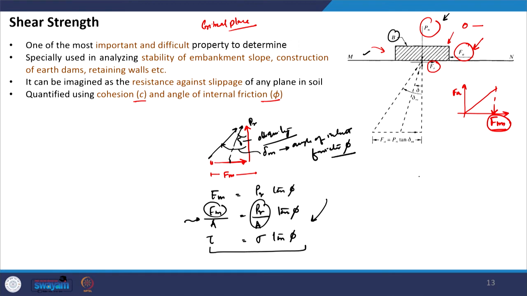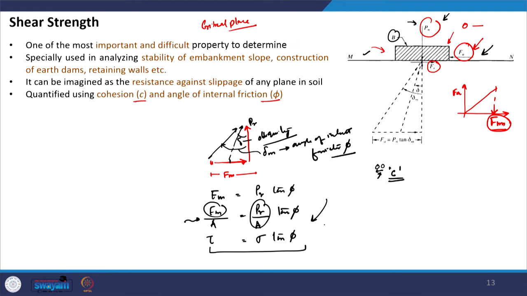But if you take cohesive soil, as we have discussed previously, there is also some attraction between the individual particles, and this attraction is denoted as the cohesion between the individual particles. So, owing to the cohesion between the particles, even without the application of Pn, the soil will be able to resist to some extent the tangential force Fa.